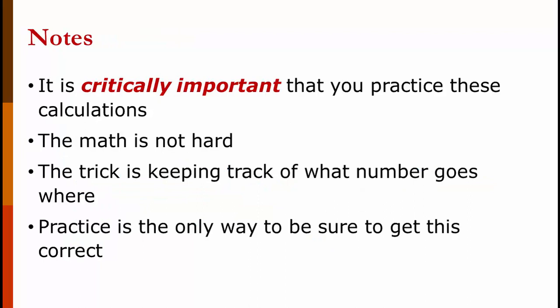Let me point out to you that it is critically important that you practice all these calculations that you're going to learn in forecasting. The math is not hard, it's not complicated. However, there are a lot of variables to keep track of as you use all the data and put it in the right area. The only way to make sure that you can keep track of all of that is to practice, practice, practice. Start practicing early so you have time to ask your professor if there are any problems.